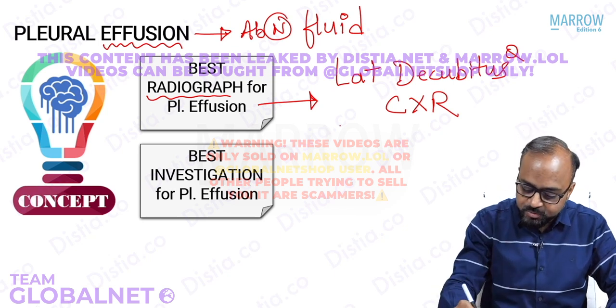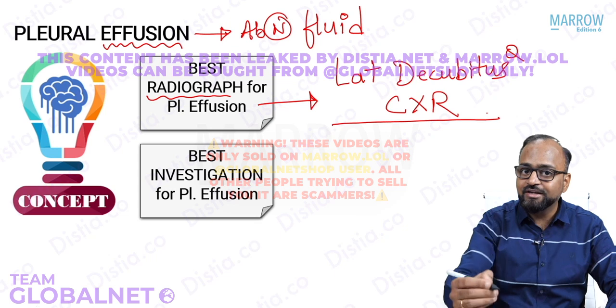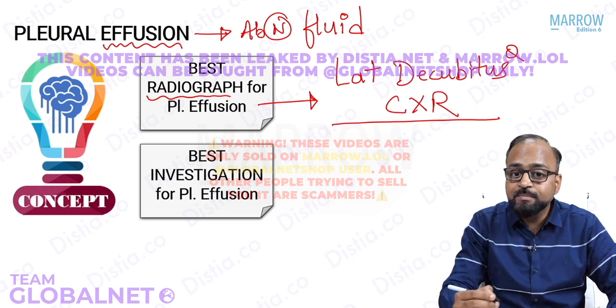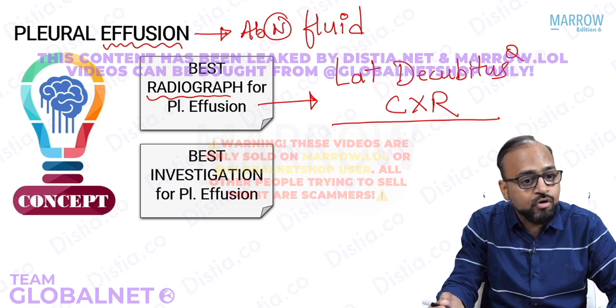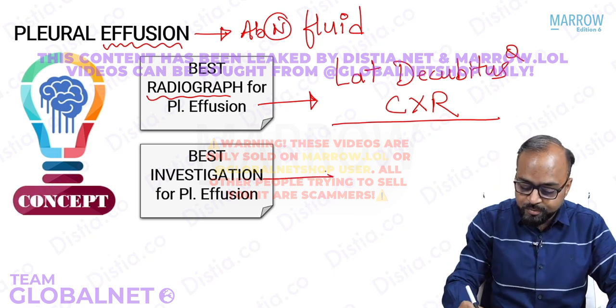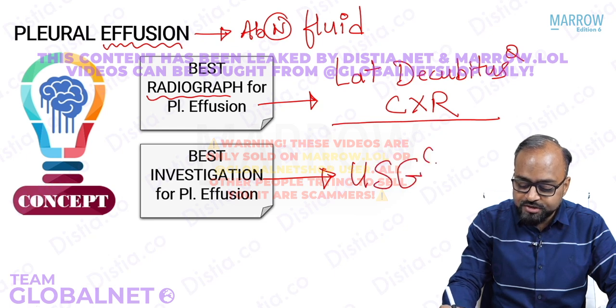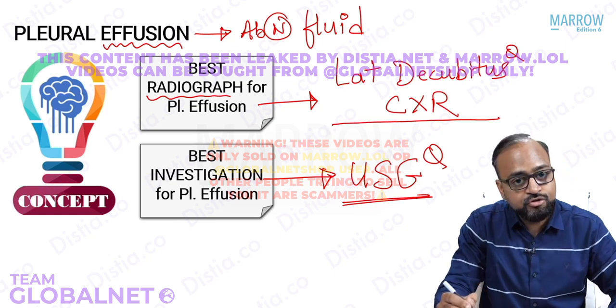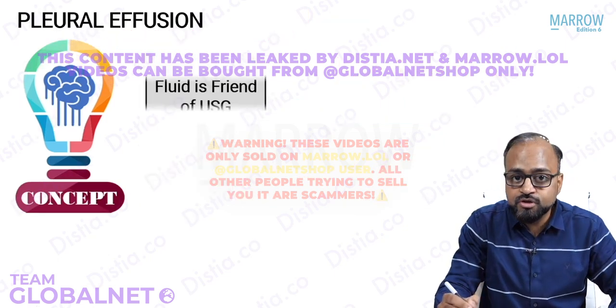And therefore, lateral decubitus chest radiograph is the best X-ray for detection of pleural effusion. But if your examiner asks you what is the best investigation for detection of pleural effusion, remember we discussed a concept, and the result of this concept is, we know it is ultrasound. Why? Because why is ultrasound the investigation of choice for detection of pleural effusion? Because we have discussed a concept.